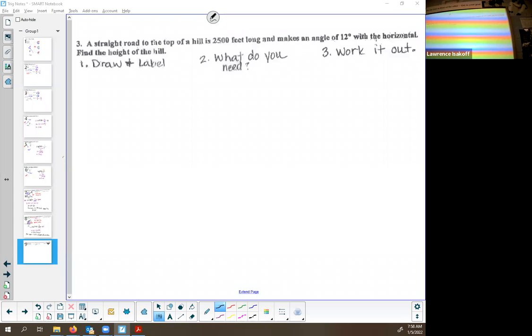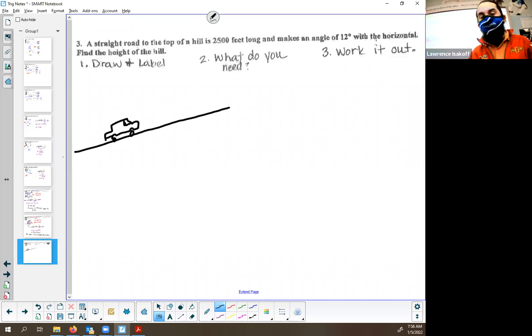So you have some road that's going up like so. I'm going to put a little car here just to help us see that it is a hill. So you'll see that I like to add a little bit of my very mediocre at best art into these just to help bring the context to it. It's not just a triangle I'm drawing. I'm thinking about what's actually happening here.